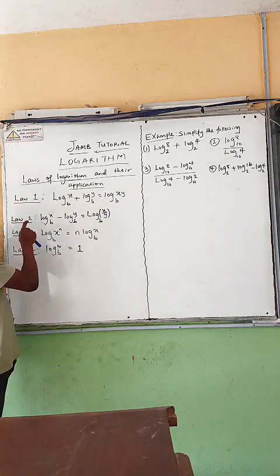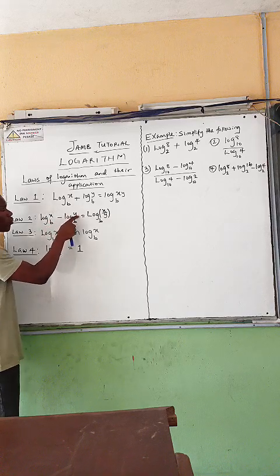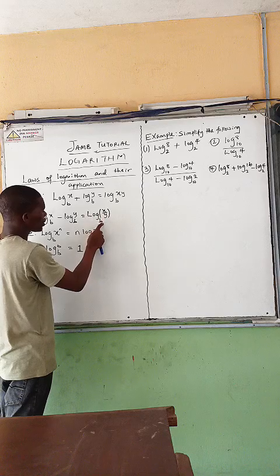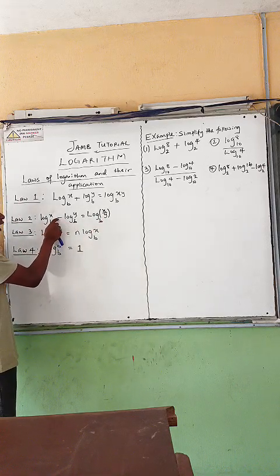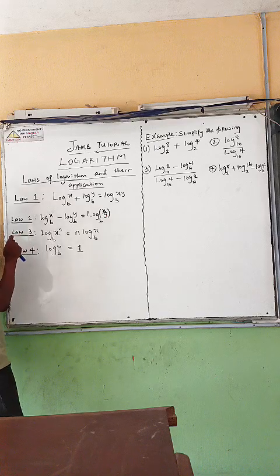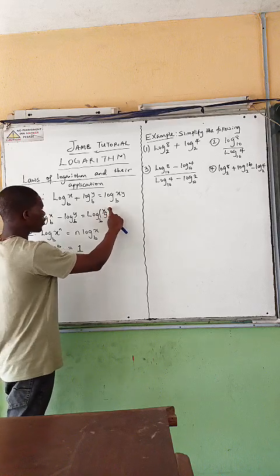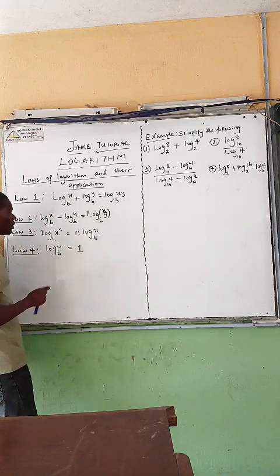While law 2 says that if we have the logarithm of x to base b minus the logarithm of y to base b, this equals the logarithm of x over y to base b. That means if we have two logarithms in the same base and we have the difference, that is minus, then we can take the quotient of the two numbers x and y to base b, x over y to base b.